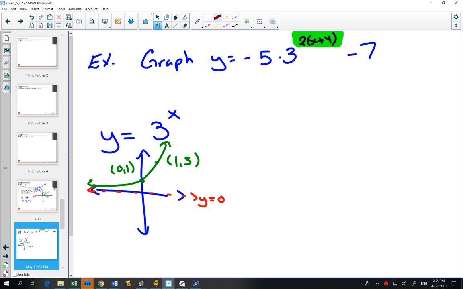So my parent function is 3 to the x. If I look at the original thing that I want to graph, I'm going to put a green box around the 3 and the x. This is one of the reasons we saved this for this unit and not the transformations unit at the beginning: exponential functions, part of the parent graph has a number. And that number sometimes can cause us confusion.